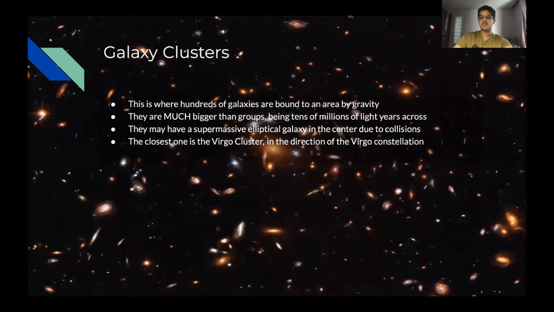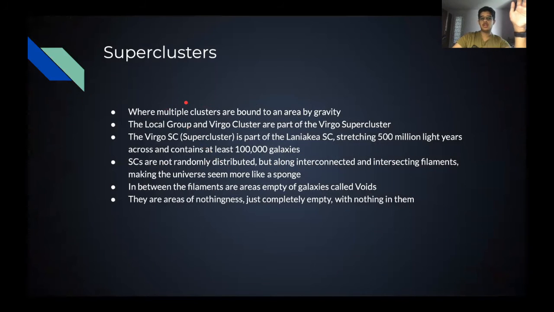Bigger than groups are galaxy clusters. There are hundreds of galaxies bound to an area by gravity, and these are much bigger than groups. They are about tens of millions of light years across, while galaxy groups can be hundreds of thousands of light years across, so much smaller. Most galaxy clusters will have a supermassive elliptical galaxy in the center because of collisions. The closest cluster to us is the Virgo cluster, in the direction of the Virgo constellation.